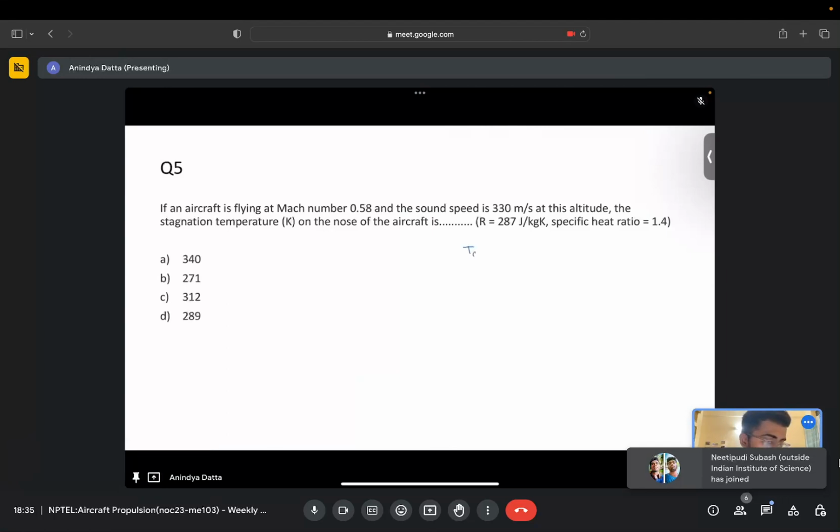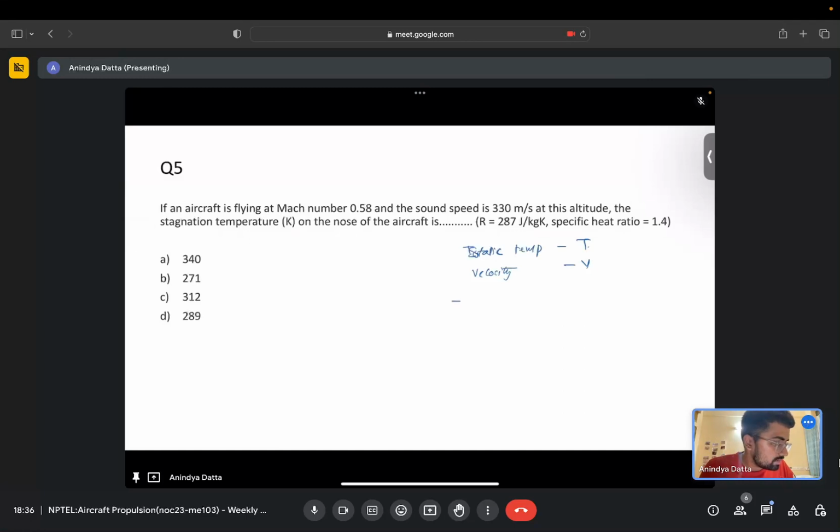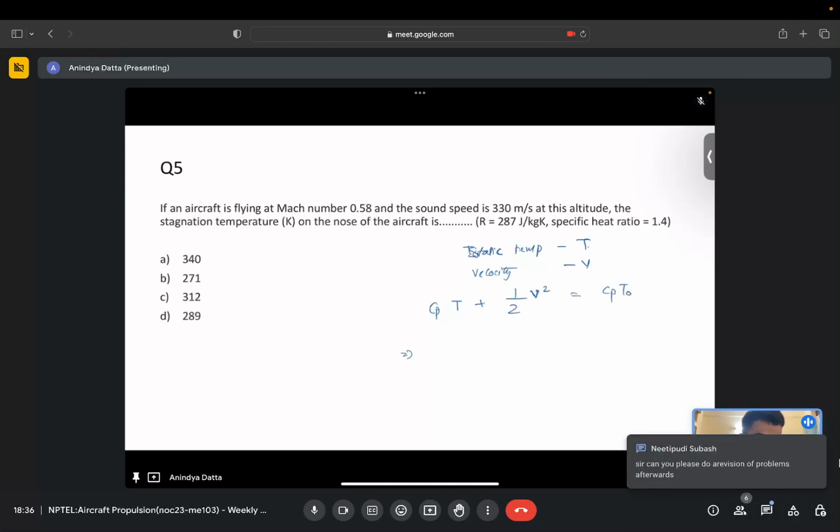So we have, let's say, the static temperature T and velocity V. At state point 1 we have CpT plus half V square. This is our total energy. Now we are bringing it to rest. At the stagnation state we only have CpT0, which is the enthalpy, and there is no velocity. So this is the stagnation state.